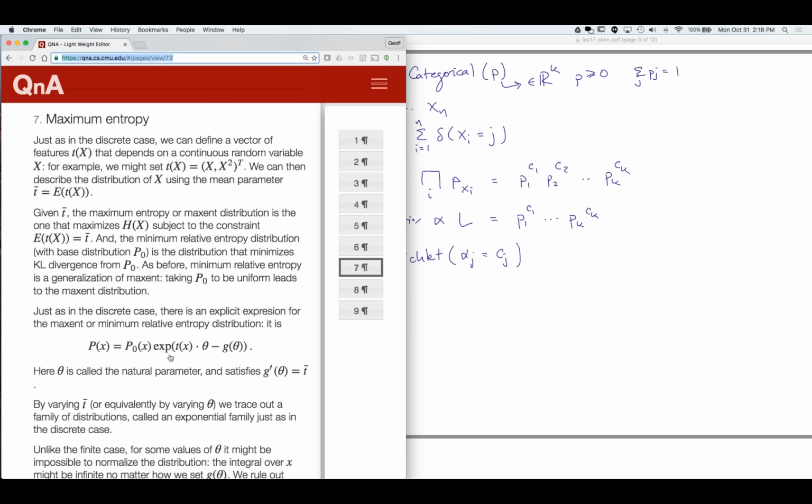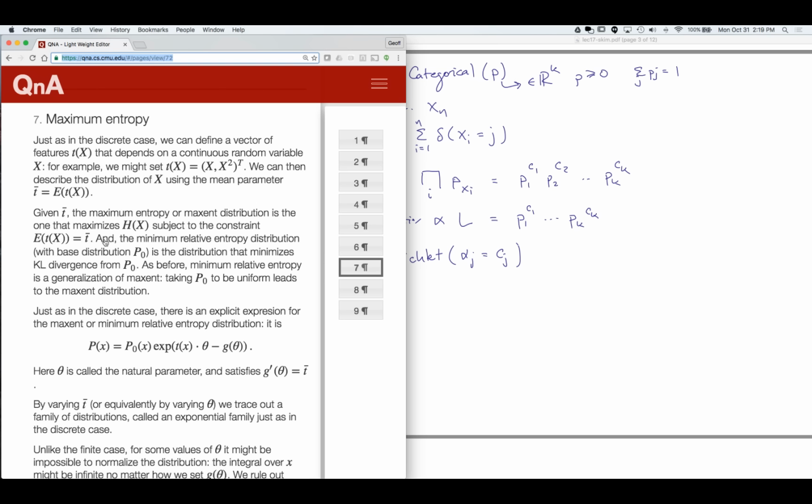It's the base distribution times e to the t of x dot theta minus a normalizing constant. And theta is again called the natural parameter. And again, we can show that g prime of theta has to be equal to t bar if we're going to satisfy this constraint that E of t of x has to be t bar. And we can solve exactly the same way, just like you guys are doing gradient descent, for example, to accomplish maximum entropy in a discrete distribution. You can do it equally well in a continuous distribution.